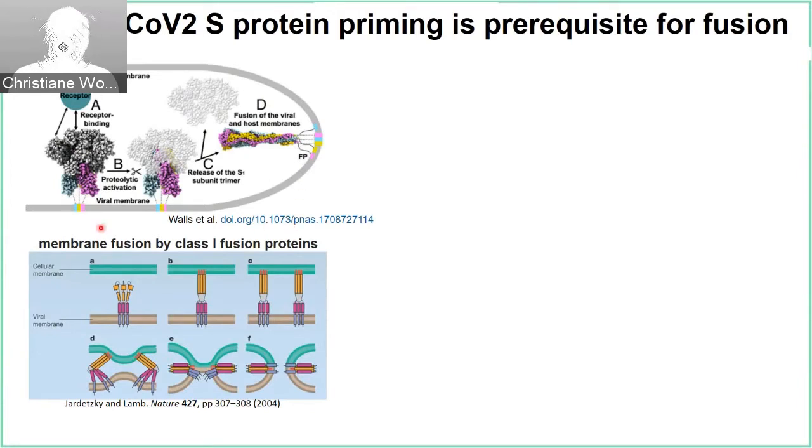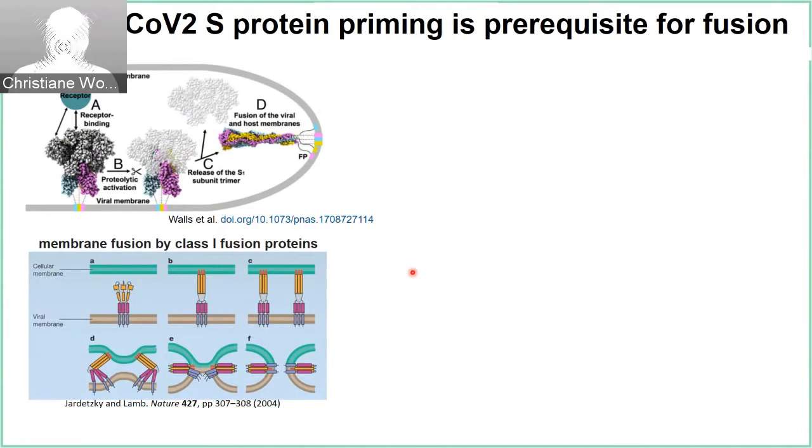And it's shown much better in the lower diagram, where you can see these orange rectangles, which represent the fusion peptides. And so once that cleavage event occurs, these fusion peptides now are free to insert into the host cell membrane. And these trimers then undergo conformational changes. They basically fold up on top of each other. And it's that that pulls both the host cell membrane and the viral membrane close together so that they can fuse.